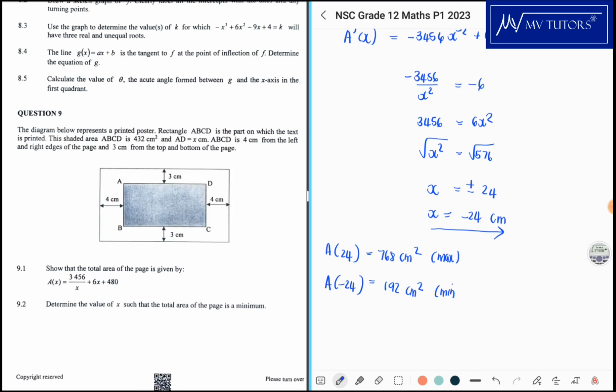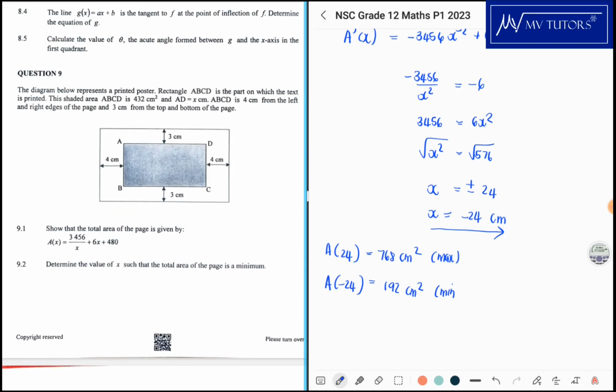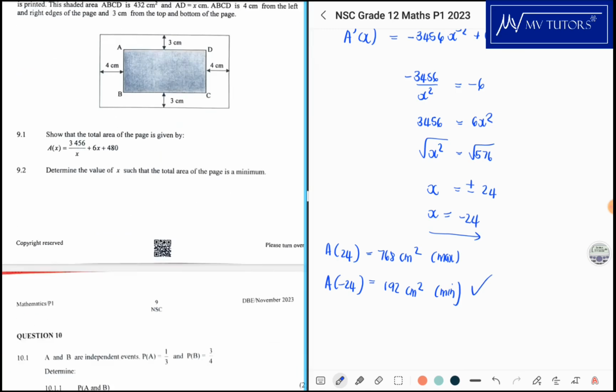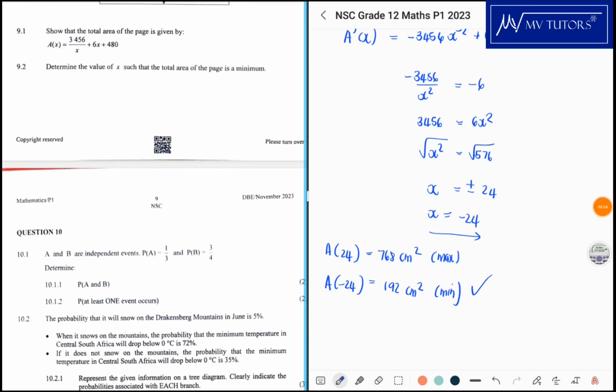All right. And yeah, I think that is it. Actually, no, x is not, it's not AD. Or it is, because they said AD is x. I'm just thinking we don't really have a negative measurement. So let's just say x is equal to negative 24 and leave it at that. And yes, because you can see if you use negative 24, you get the minimum. And that's it for question 9.